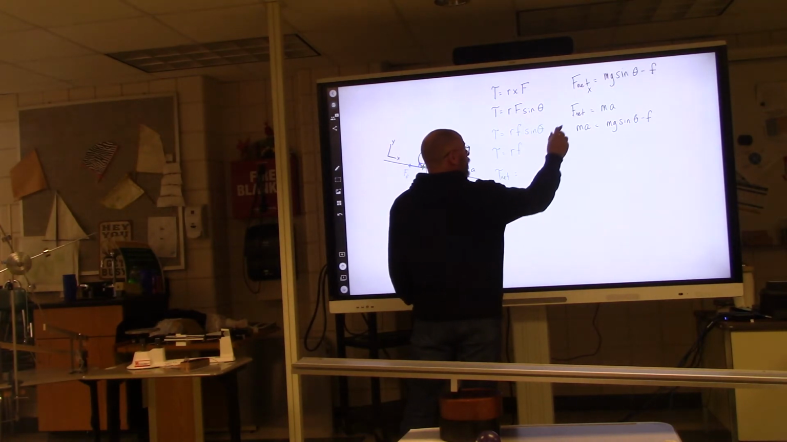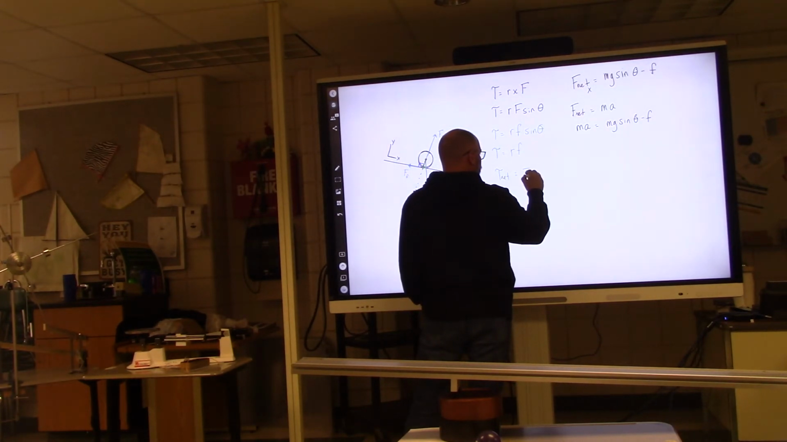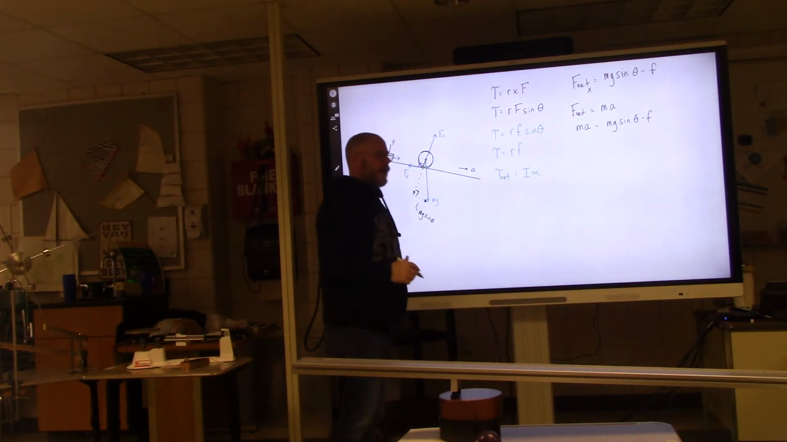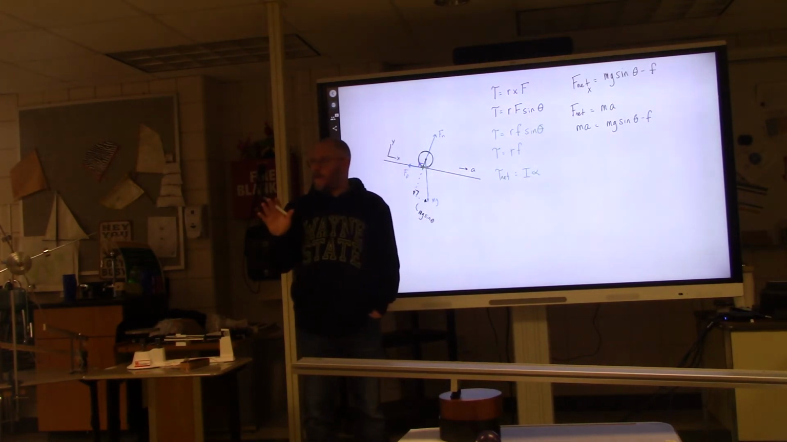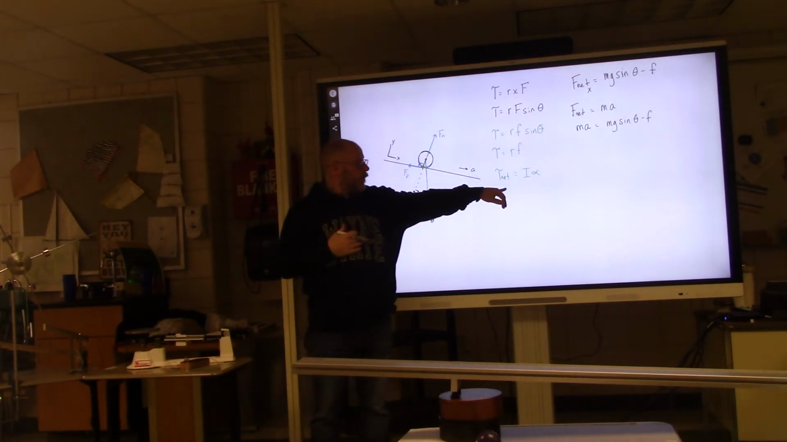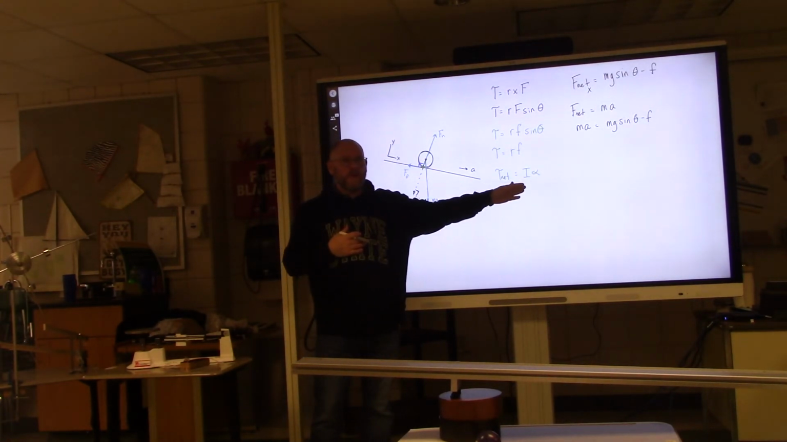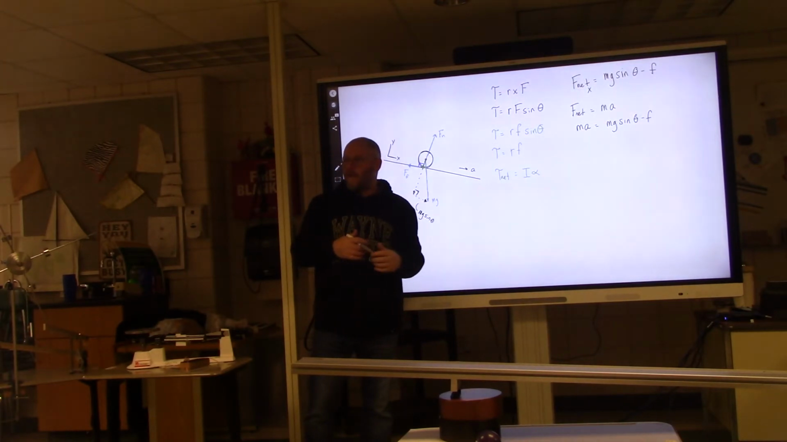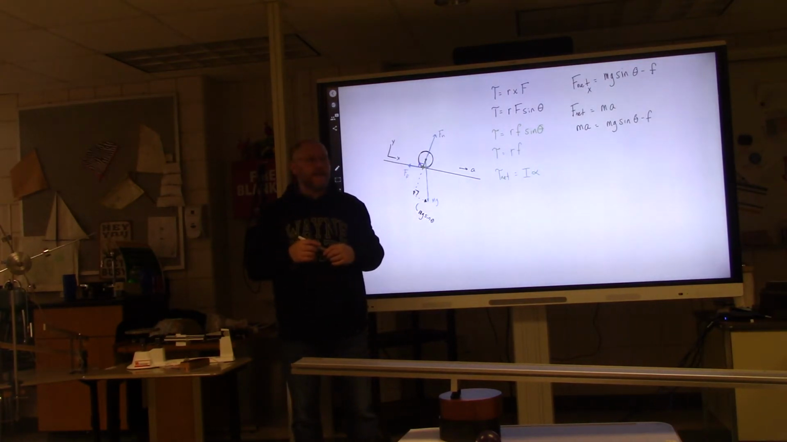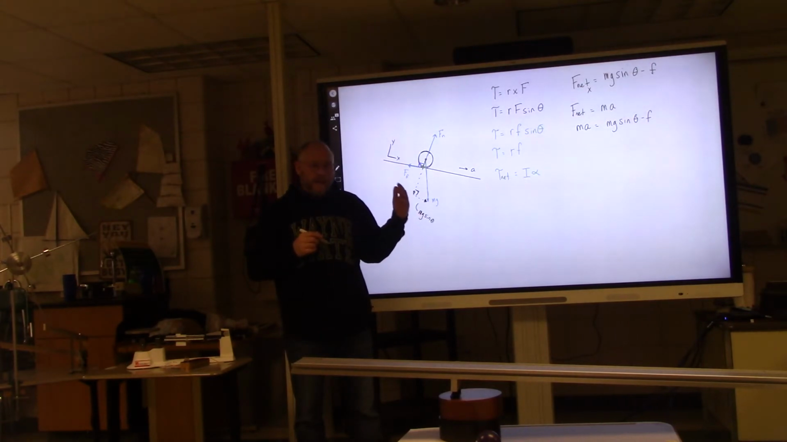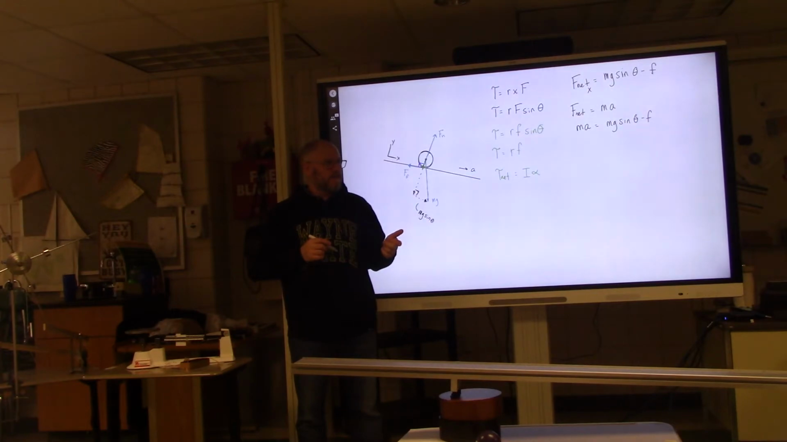So the net torque, instead of ma, it's inertia times alpha, right? You see how these are the same kind of statement? Net force is equal to mass times acceleration, so net torque is equal to moment of inertia times the angular acceleration. Because is it accelerating angularly? Yes, it is. It's speeding up the amount that it's spinning.